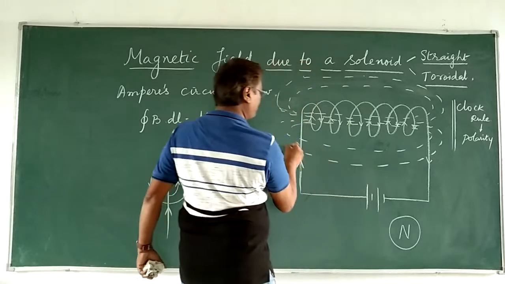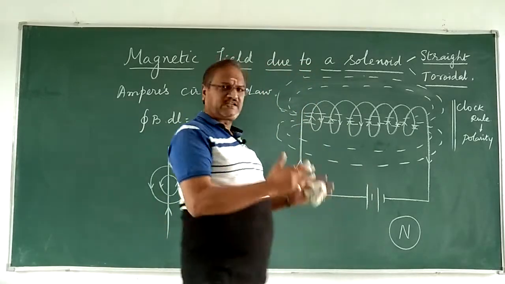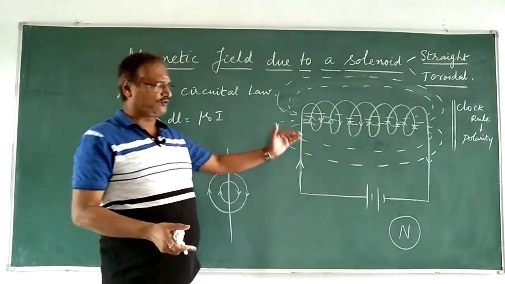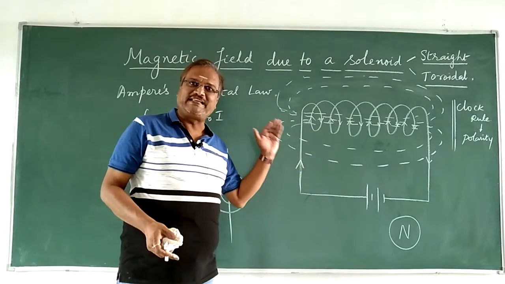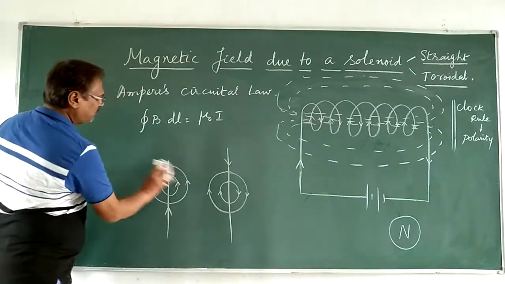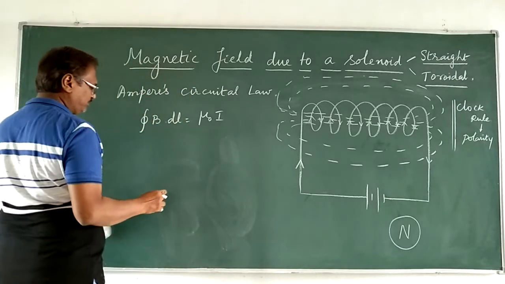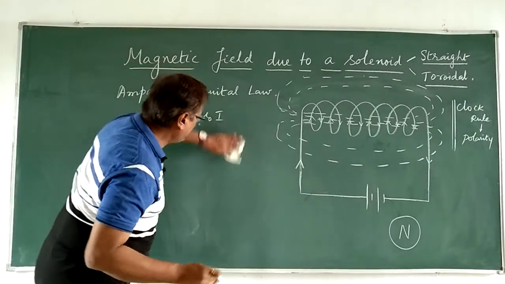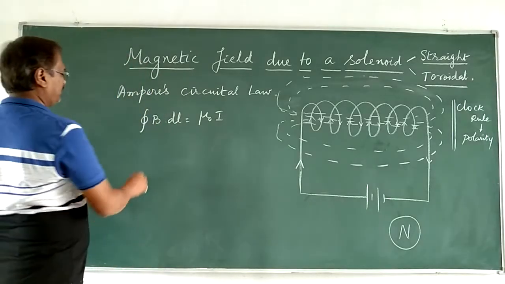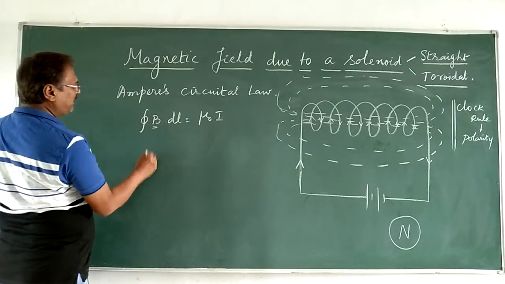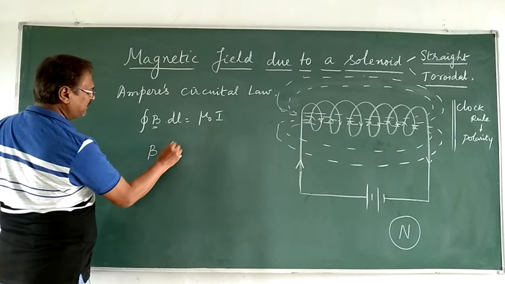Again, magnetic field is produced. Yes, magnetic field is produced. First, to find out what the magnetic field is, we are going to use Ampere's circuital law. We wanted to find the magnetic field. Keep the magnetic field here.